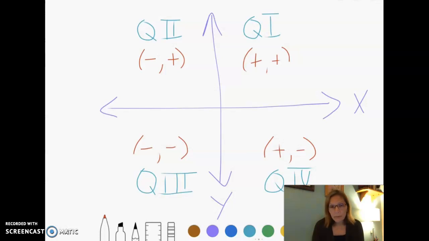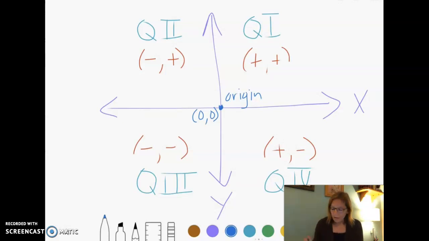And let's keep going. So right at the middle, where both axes come together, it's called the origin. And just like every other point on the coordinate plane, the origin is plotted with two numbers in parentheses. And the point for the origin is 0, 0. All right? Let's keep moving.